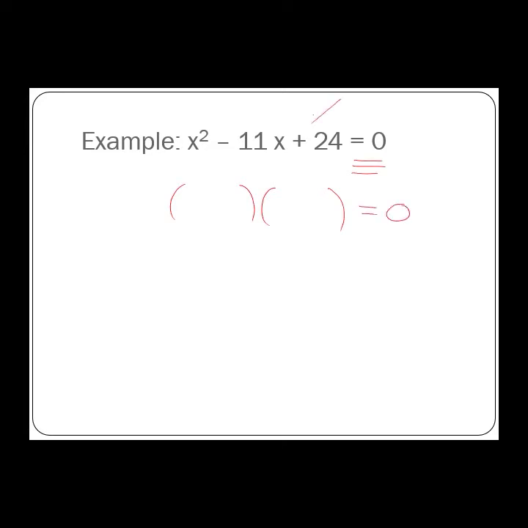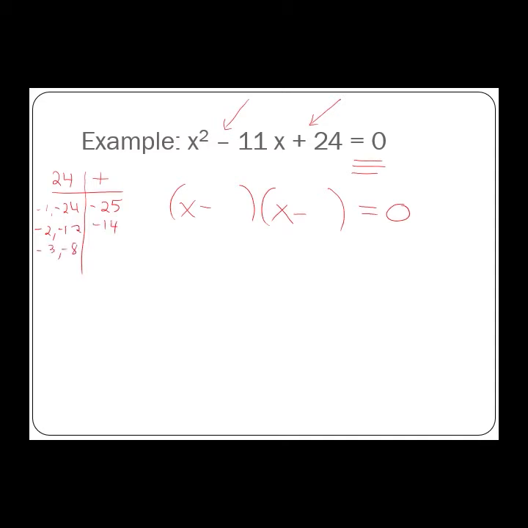The 24 is positive. That tells me the same sign. The 11 is negative. That tells me they are both negative. So I get to this point from looking at those two signs. So I'm looking for numbers that multiply to 24, but are going to add to -11. -1 and -24 give me -25. -2 and -12 gives me -14.